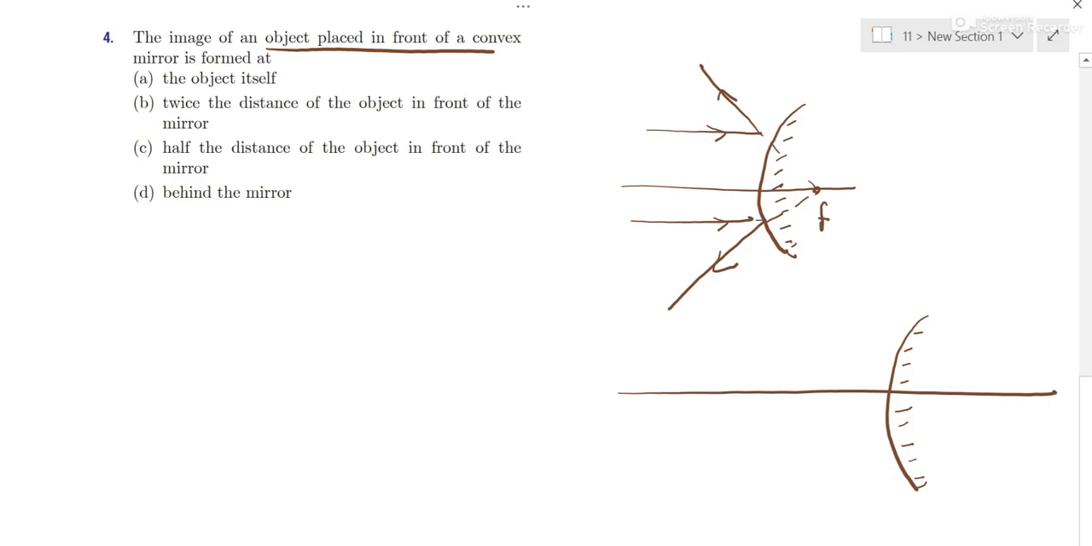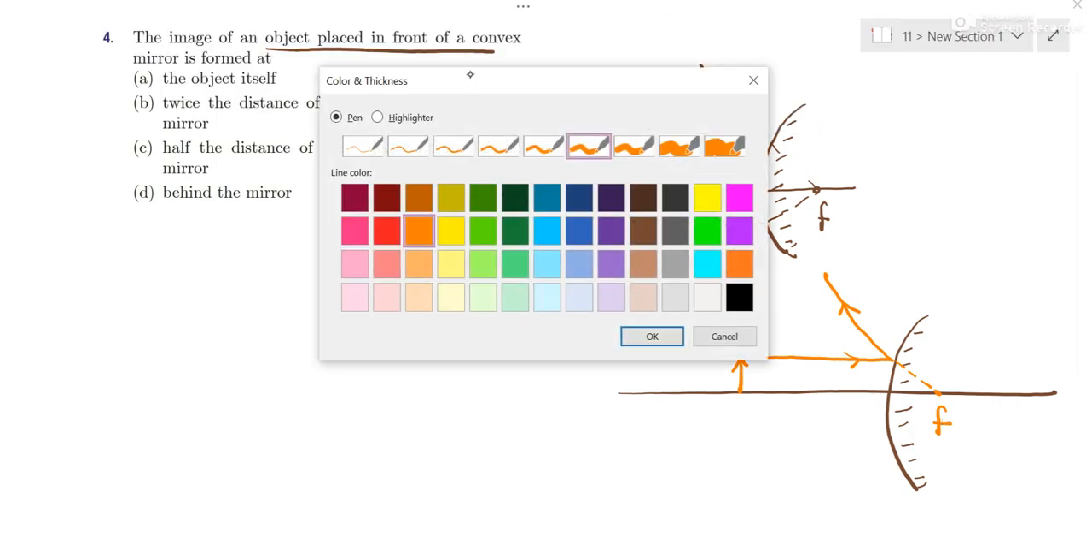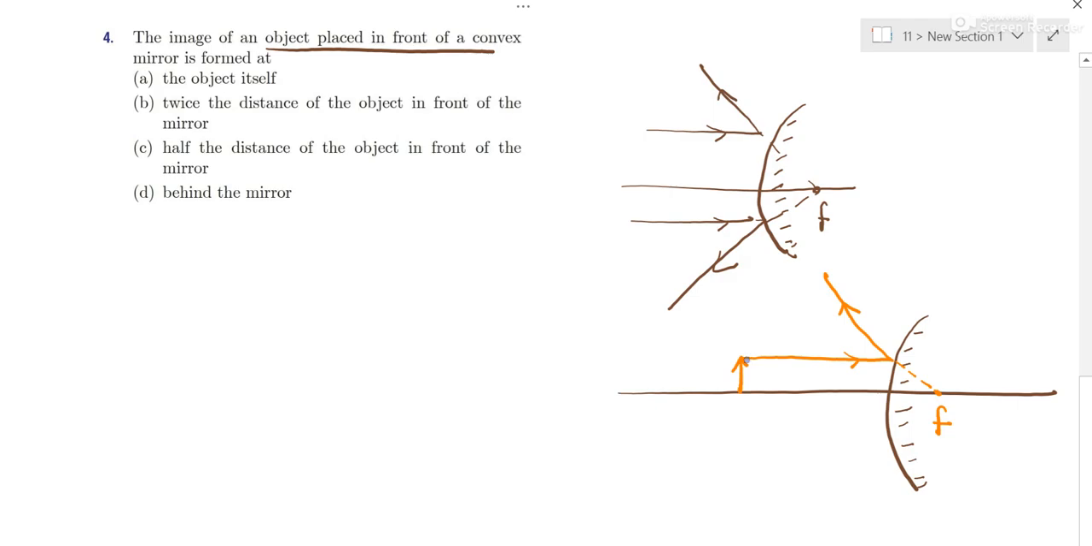So in second ray diagram, you can keep object anywhere. First ray parallel, it is diverged out. So we'll produce them back here. This is focus. Second ray, we can take any like this. Okay, so image is here.